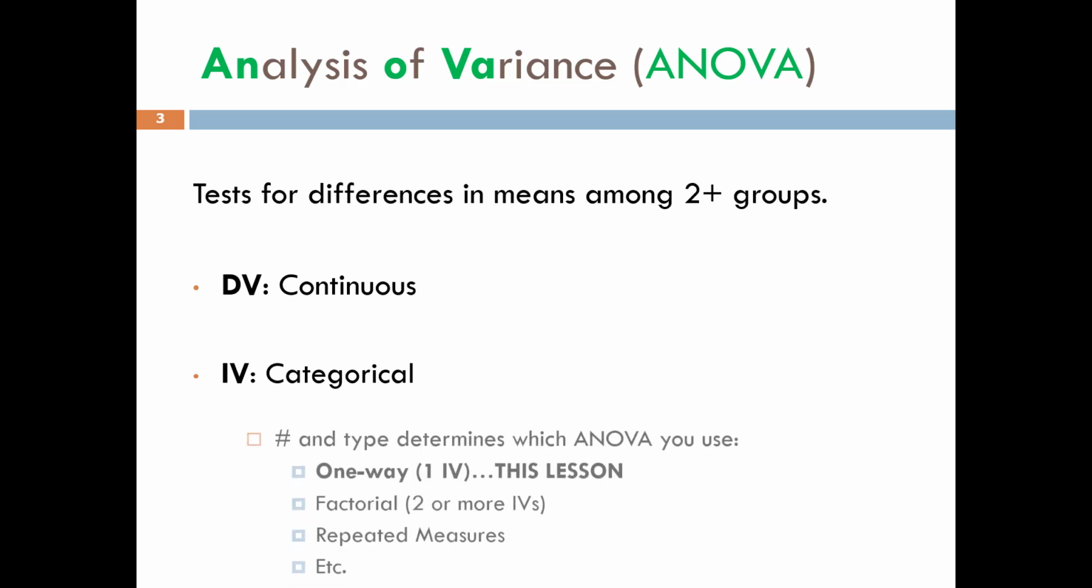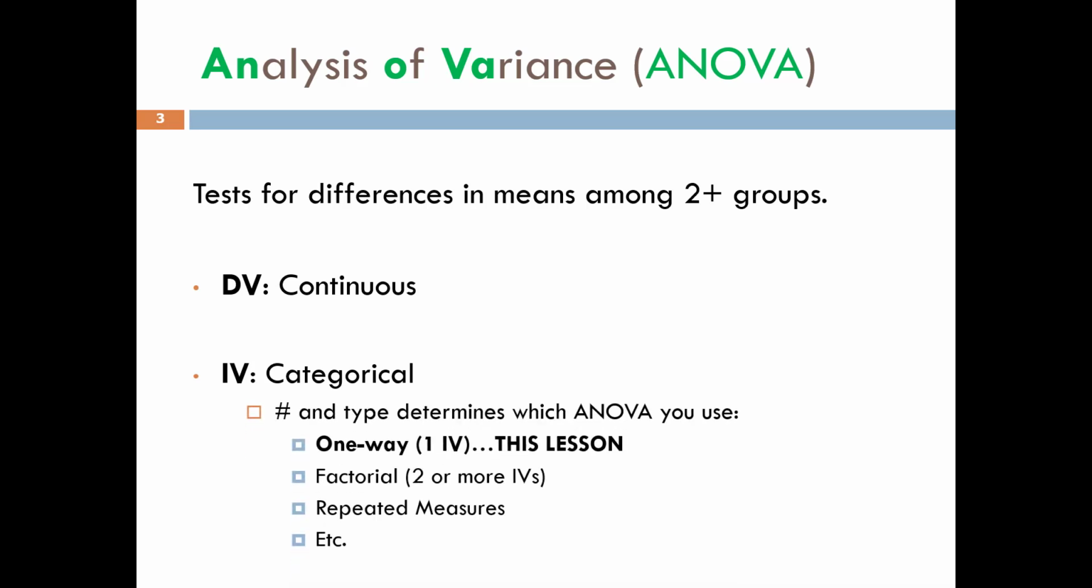And how many IVs or categorical variables you have and the type of variables you have determines which ANOVA you would use. In the lesson today, we're covering an instance where you have one categorical IV, and that's called one-way ANOVA. If you had two or more IVs, then you would have factorial ANOVA, and we'll cover that later in this course. We'll also cover repeated measures ANOVA, where you have a dependent variable that's measured multiple times, and so forth. But overall, if you have a continuous DV and categorical IV, then do consider using ANOVA.